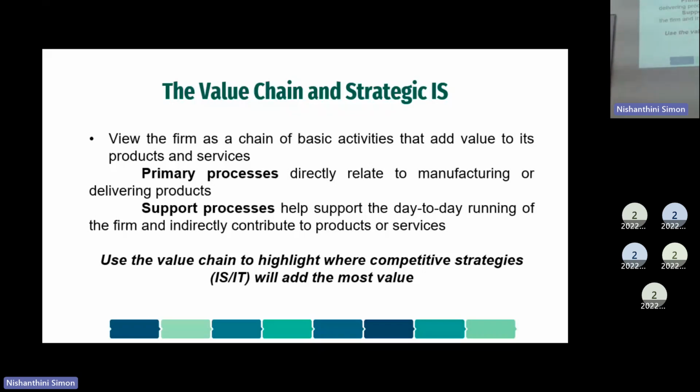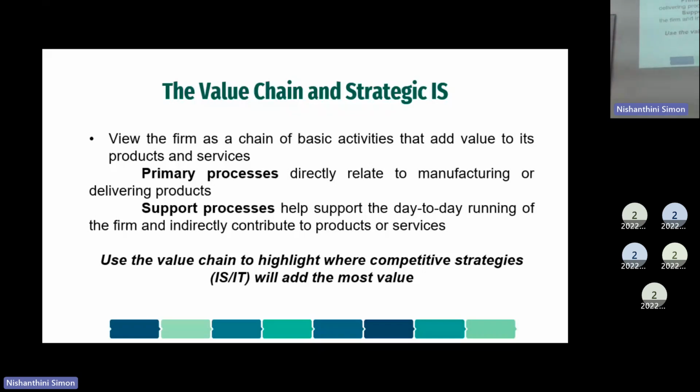In this value chain, there could be two types of processes. Some are primary processes, which are directly adding value to the end product or the end service. Some processes are supporting processes. They may not give direct value to the end product, but they support the day-to-day operation, giving support to the end product or end service. So primary and support processes together make the value chain. The value chain is there in the organization where we identify these value-adding processes.